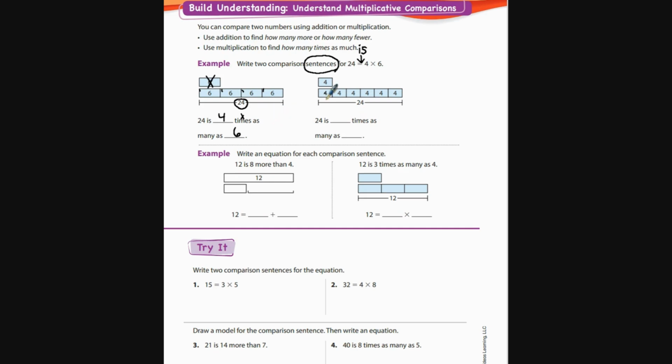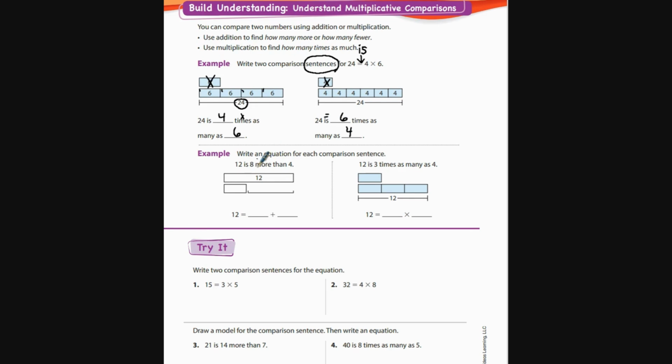Now we switched it. Now, how many times do you see the number 4? 1, 2, 3, 4, 5, 6 times. So I could also say that 24 is 6 times as many as what number repeated 6 times? 4. Remember, we're not going to look at this number right now. So that's pretty much it. 24 is 4 times as many as 6, or 24 is 6 times as many as 4.